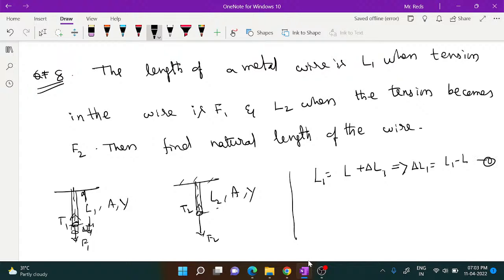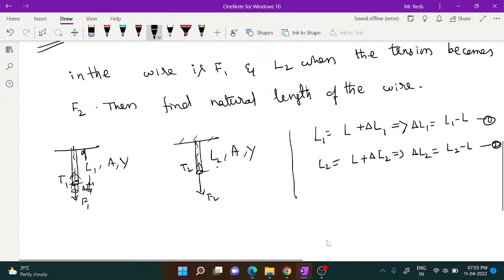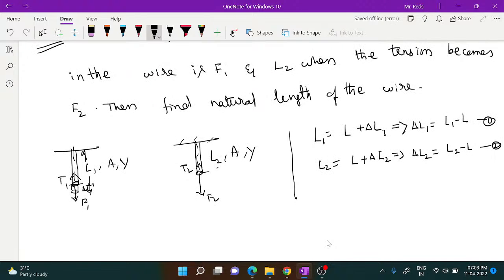Whereas in the second case, the total length L2 is equal to the natural length plus the extension produced due to different tension, so delta L2, let us say. The sum of original length plus extension is total L2. So this implies the extension produced delta L2 is equal to L2 minus L. Let us say this is equation number 2. Got it? So now what we are asked to find is the natural length, which we have considered as L. L is the natural length, right? And what is L is the question.